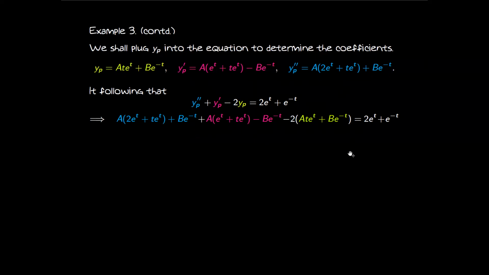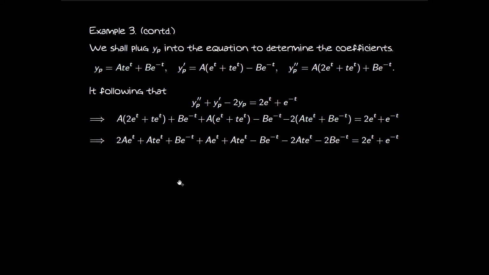And next, we're going to combine the like terms. We have e to the t's, and we have t e to the t's, and we have e to the negative t's, right? So just combine them. You can see the e to the t's, we have 2 of them. T e to the t, we have 3 of them. And e to the negative t, we have 3 of them, right? So just combine them, and you're going to see some cancellations.